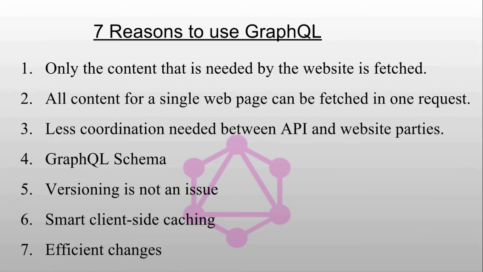Versioning is not an issue since queries are client specified, so only the data that is required is sent. Therefore, there is no need of versioning and even the update of the app doesn't affect much. Smart client-side caching is available and it is efficient to make changes because it doesn't send any unrequired data to the clients, which was happening with REST architecture, increasing the payload of the client.